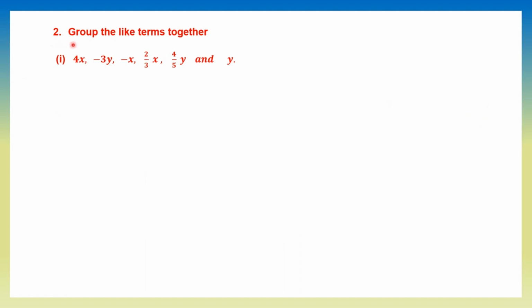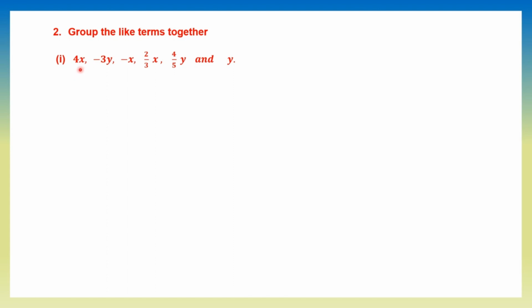Question 2. Group the like terms together. Now what are terms? Terms can be a number by itself or a letter, or it can be a product of a number and a letter, that is when you multiply, or it can be a quotient like this. It can be division of a constant and a variable. Now what are like terms? Like terms are terms that have the same literal coefficient, the letters, the variables.